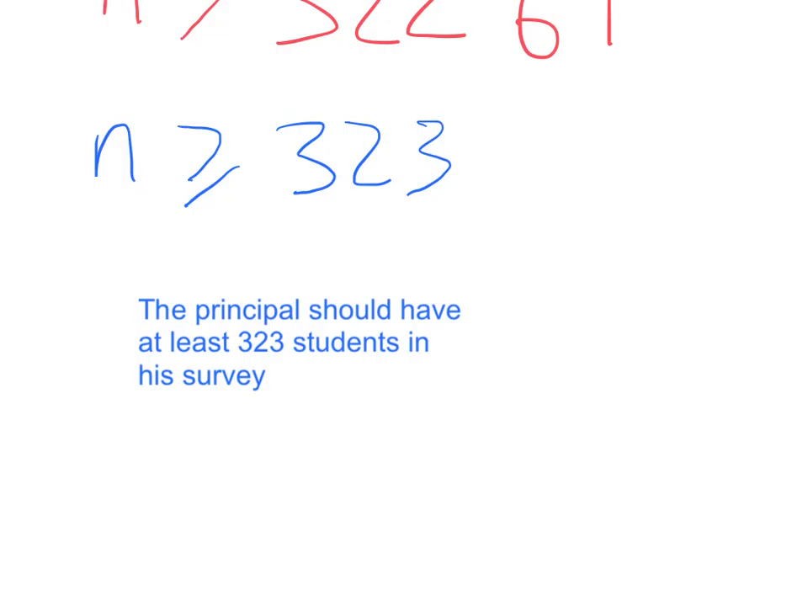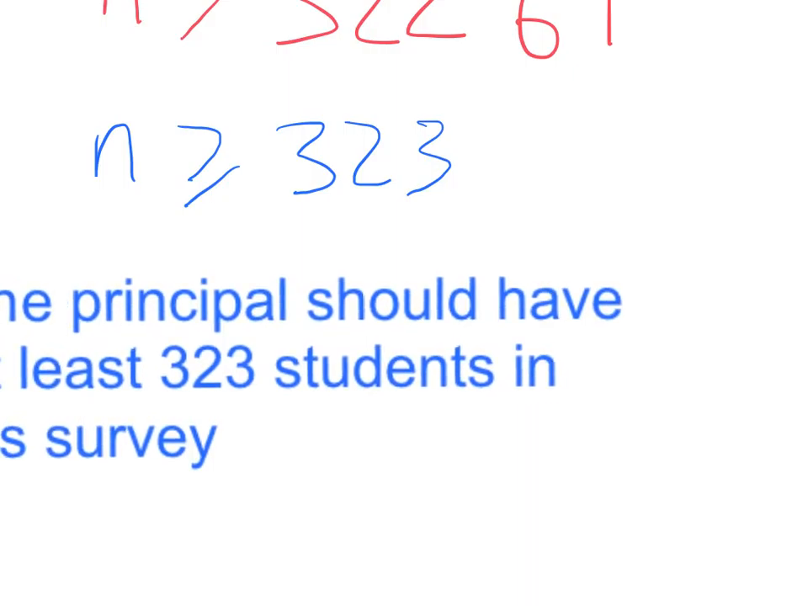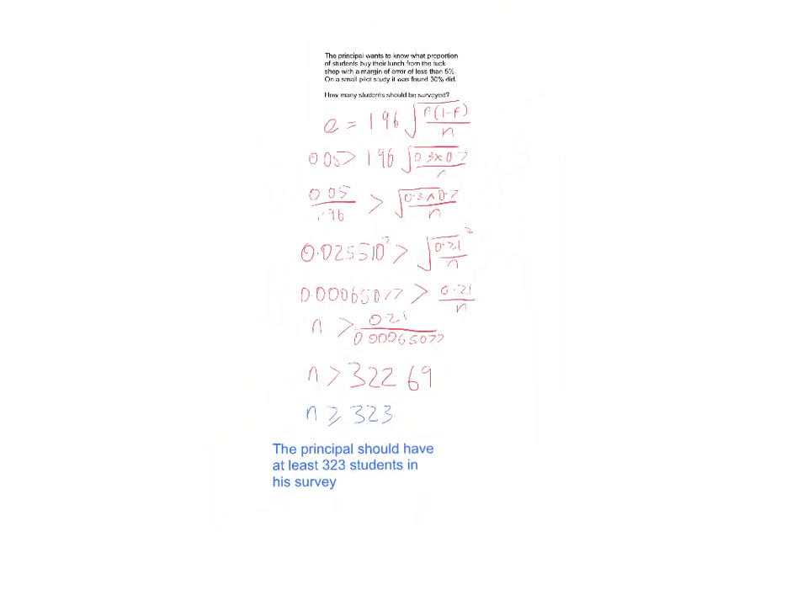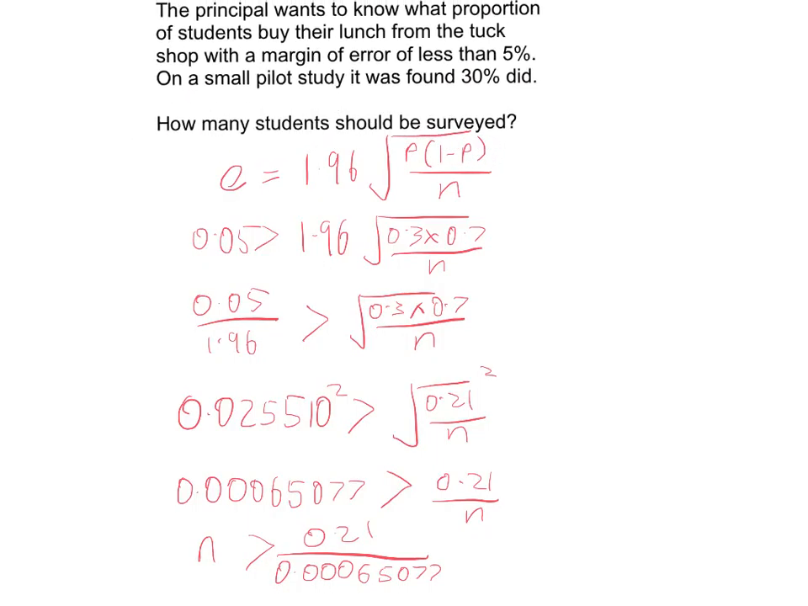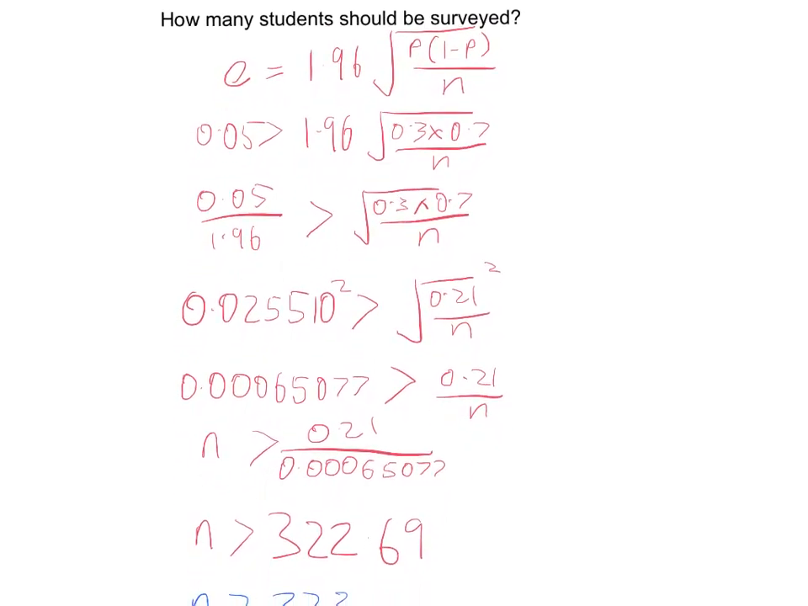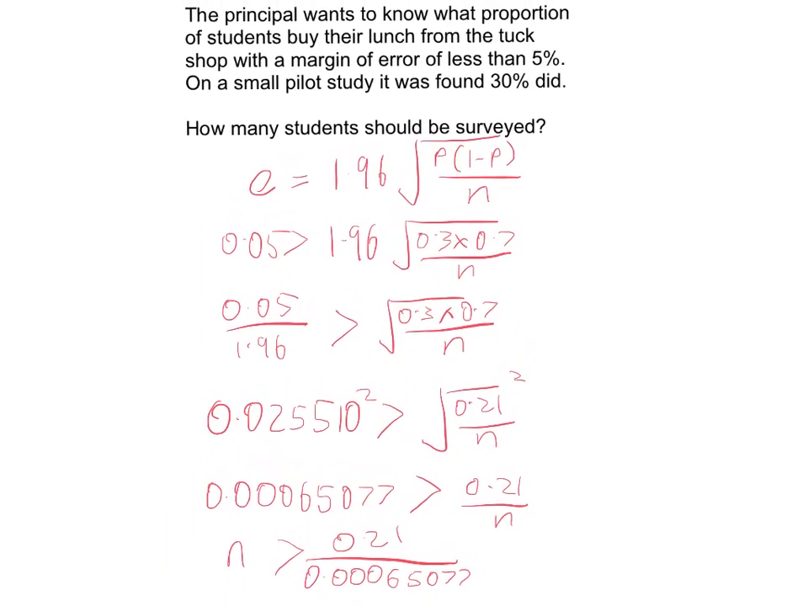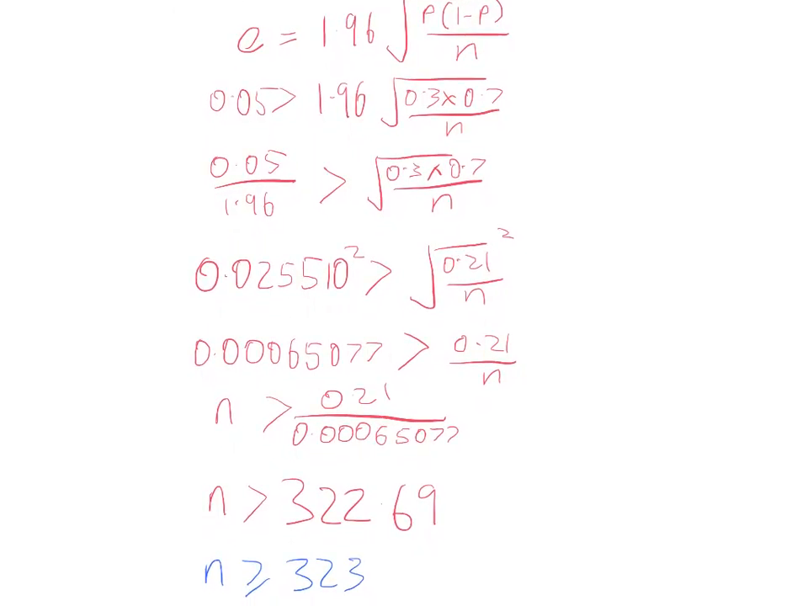Which means that when we put our whole thing together, we end up with a problem looking something like this. The principal wants to know what proportion it is. We work our way through these steps of working, and we answer it in words, because the question was in words, so the answer should be in words. The principal should have at least 323 students in his survey. And that's how we do it. So we work our way through these steps. I'll keep that up there for you so that you can make sure you follow along with them.